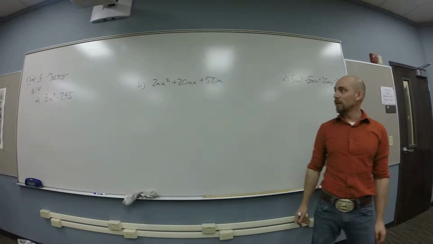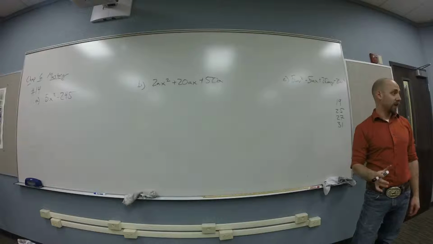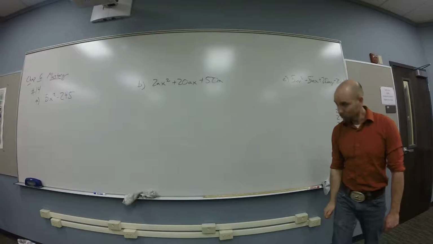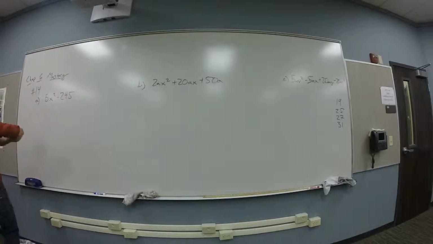Okay, so we're interested in doing number 14 from the Chapter 6 Mastery, specifically A for the moment. Part A says we want to factor completely 5x squared minus 245. How do I factor? What's the point? What am I trying to do?